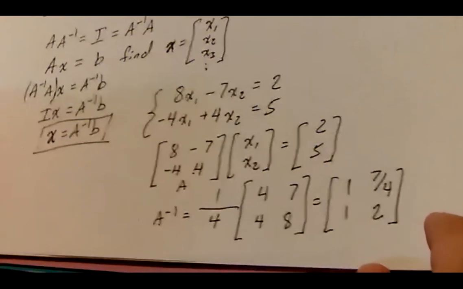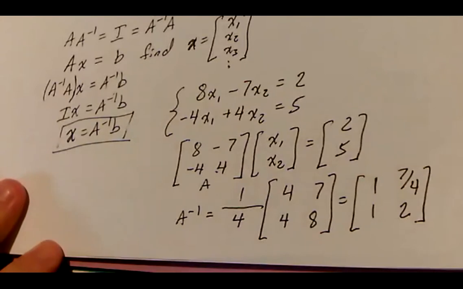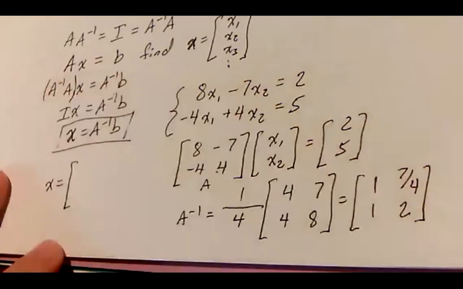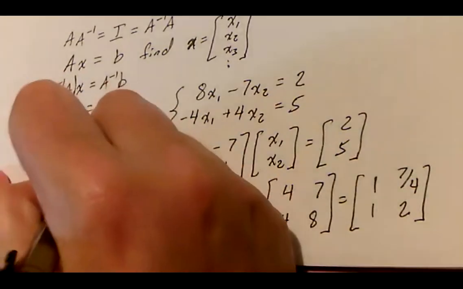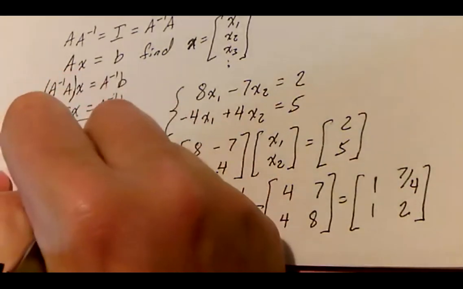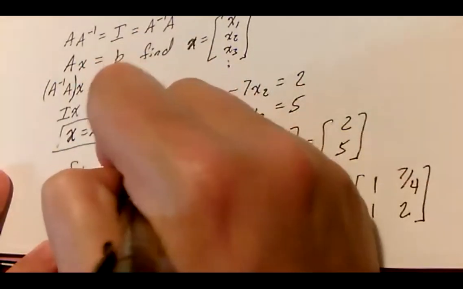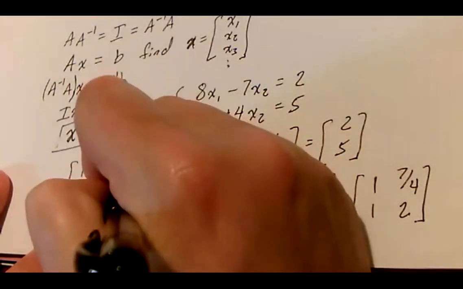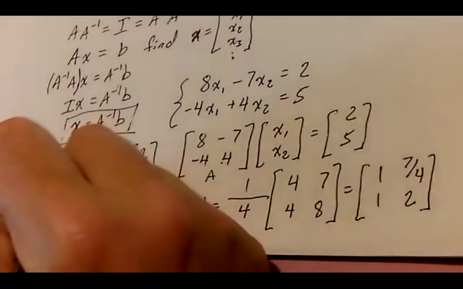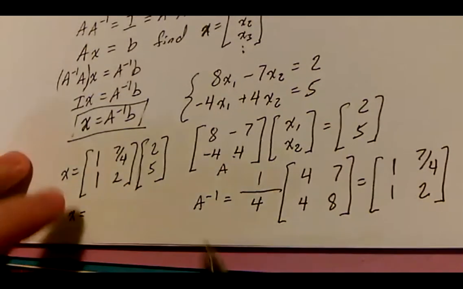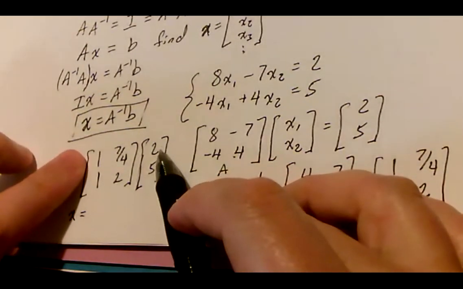I can use that inverse matrix with my newfound equation here. I can simply do x equals A inverse times b. So A inverse, which I just found, is [1, 7/4; 1, 2], and b is what I'm looking for over here, [2, 5]. I can just do that with multiplication. I don't need any complicated row operations now. I can just multiply, and multiplying is a lot more straightforward a lot of times.